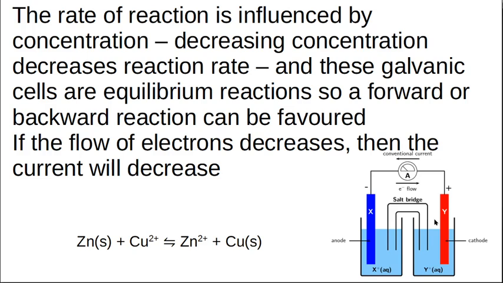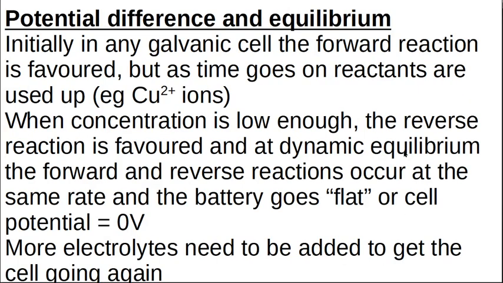The moment something has a decrease in concentration, its reaction will decrease. And if the other one has a concentration that increases, then the other reaction will be favored. So decreasing concentration decreases reaction rate. It's an equilibrium reaction, so you can favor the forward or the backward reaction. The moment you favor a reaction and the flow of electrons changes, you're going to change the current. If you decrease the flow of electrons, then the current will decrease. So usually what happens with these is the current eventually winds down to 0.